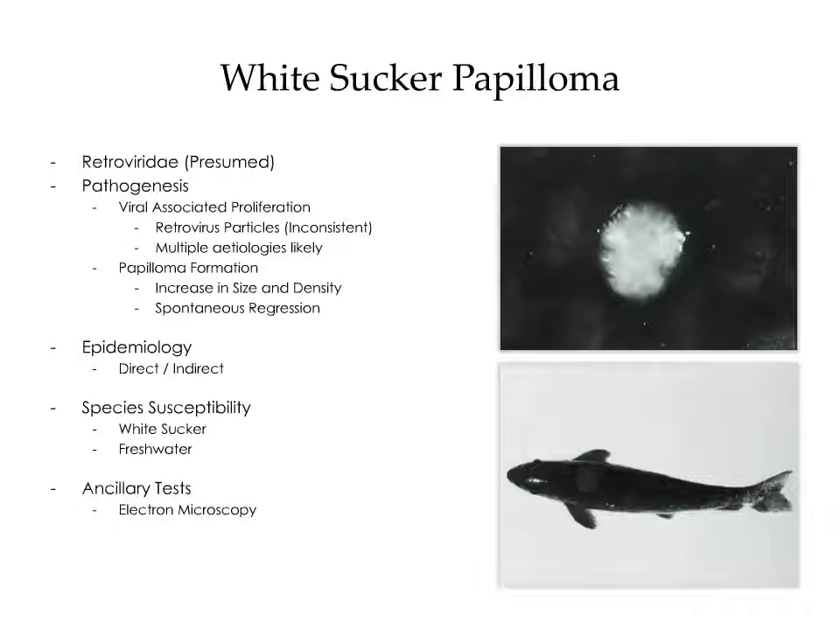Papilloma formation is characterized by a gradual increase in the size and density of papillomatous proliferations. The lesions will often regress spontaneously. In regards to epidemiology, transmission is either direct or indirect. This is a disease of white suckers in the freshwater environment. Ancillary testing includes electron microscopy. The images to the right are examples of some of the epidermal proliferations that can occur.